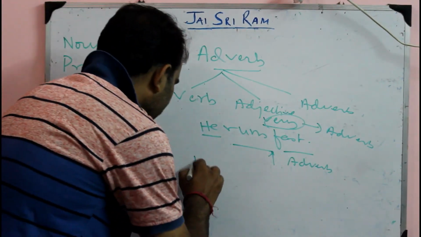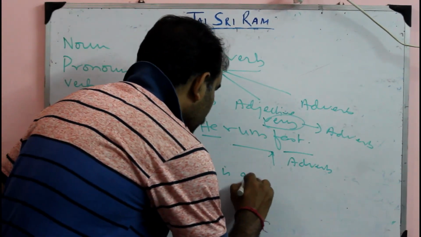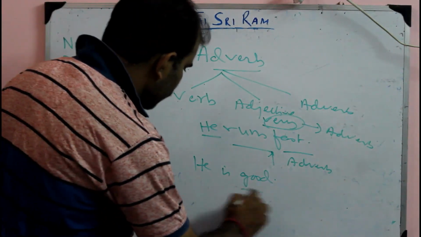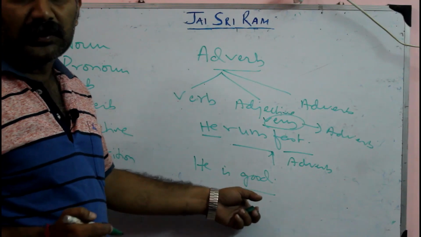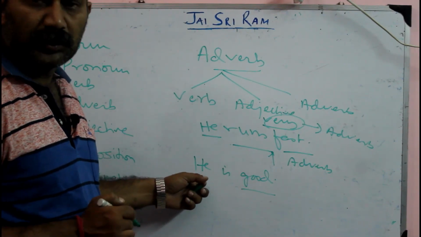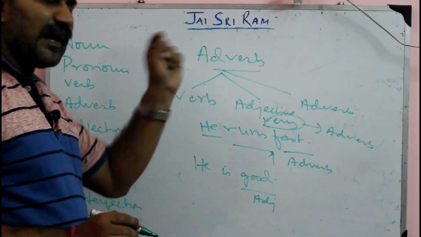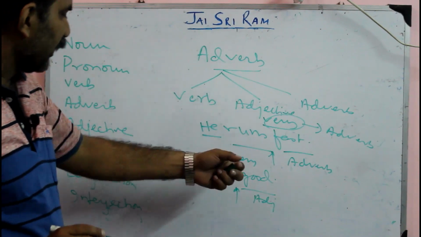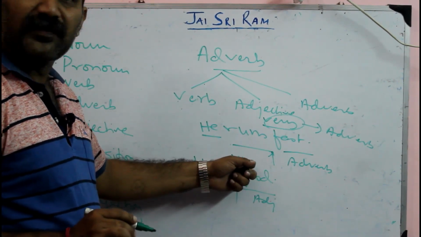Now let me take a second example. He is good. A very simple sentence. We see this word qualifying the pronoun, and we have already discussed any word that qualifies a noun or a pronoun is an adjective. So this word is an adjective. If I slightly change the sentence, he is very good. We see this word very is qualifying good. So this word becomes an adverb.